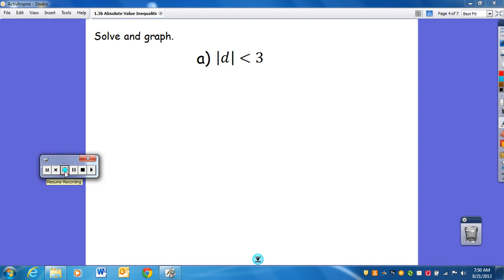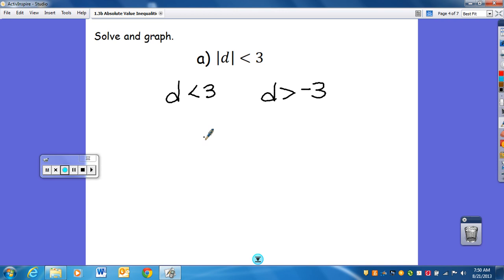So using that information, let's start solving some of our absolute value inequalities. Okay, so we have the absolute value of d is less than 3. So we need to first make sure that our absolute value sign is isolated and by itself, and then we set up our two situations. So we have d is less than 3, d is greater than negative 3.